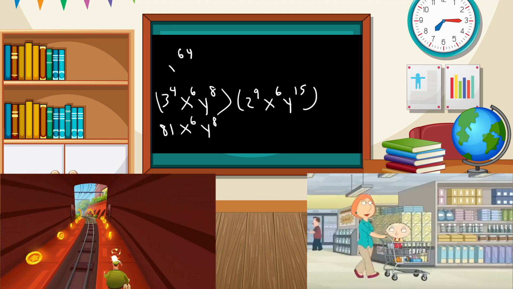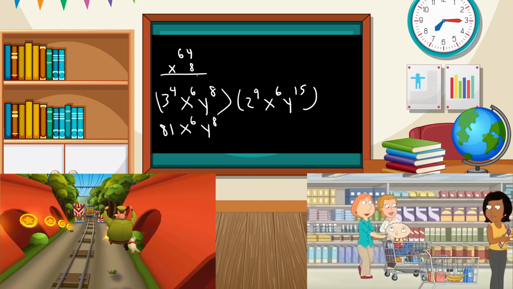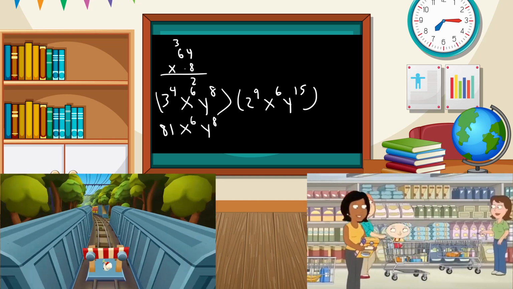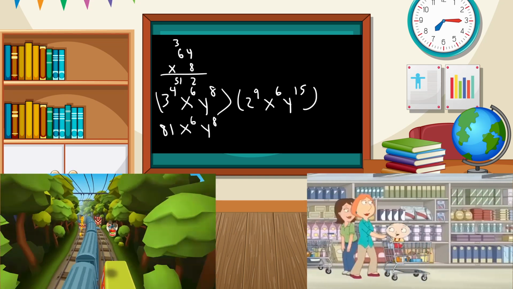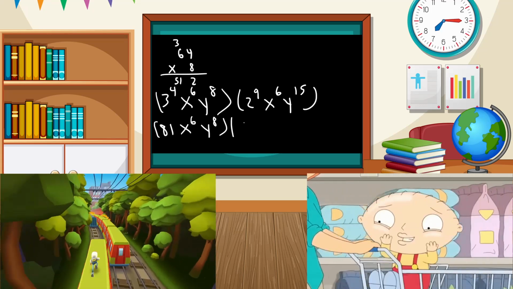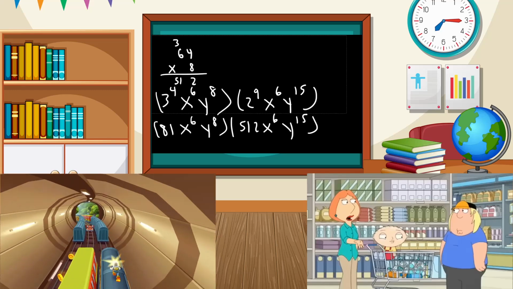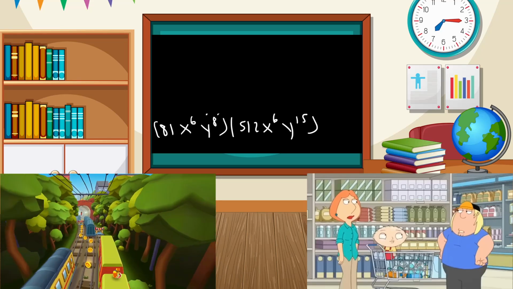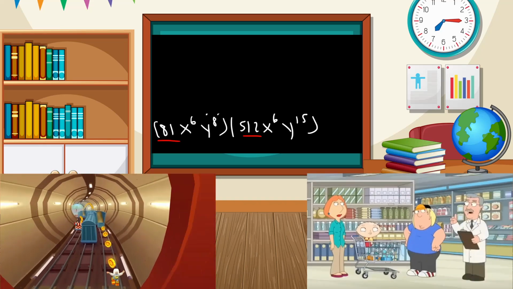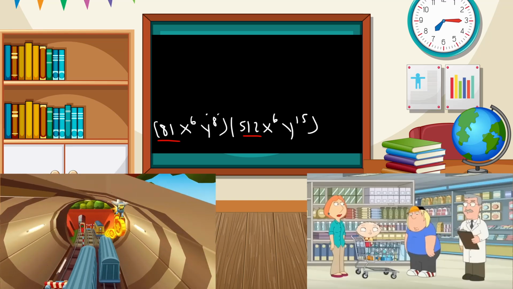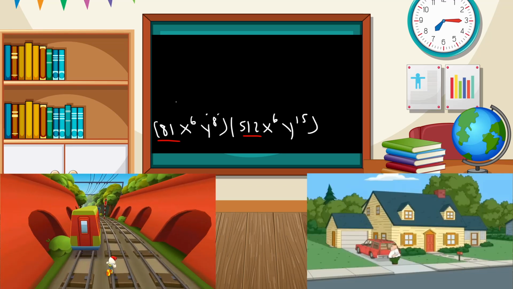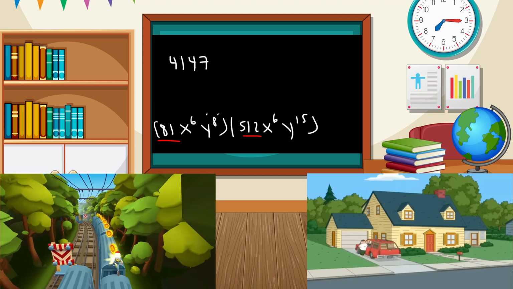So let's do it the old-fashioned way. So 8 times 4 is 32, so we have to carry over the 3. 8 times 6 is 48, plus 3, that's 51, so it's 512. So 2 to the 9th is 512. Now the next thing we need to do is multiply 81 by 512. At this point, I am going to use a calculator for that. And so you should get 41,472.